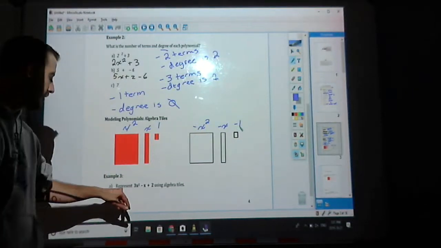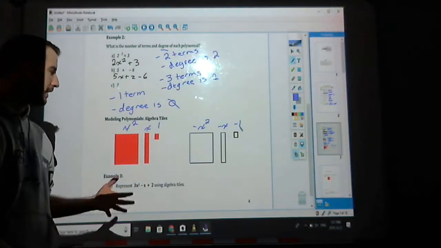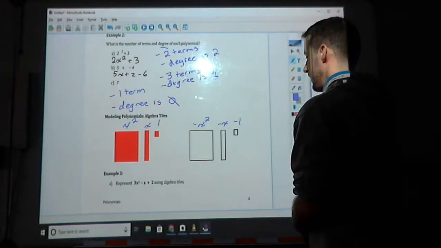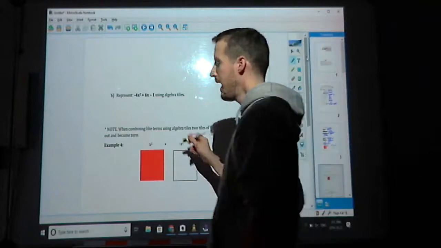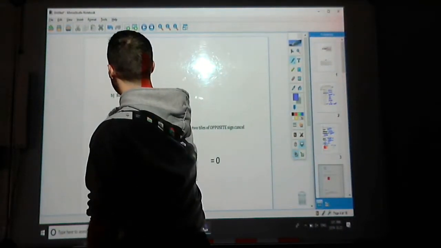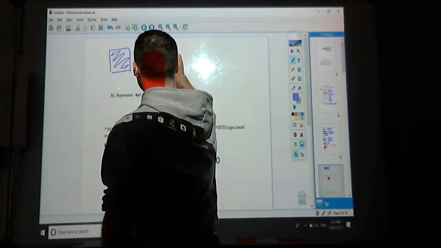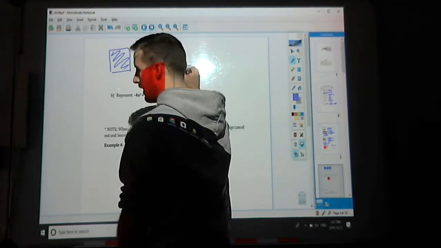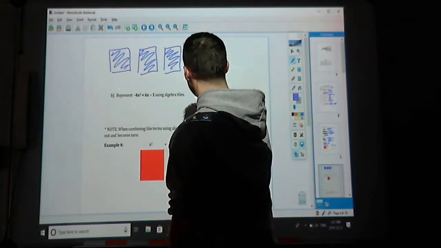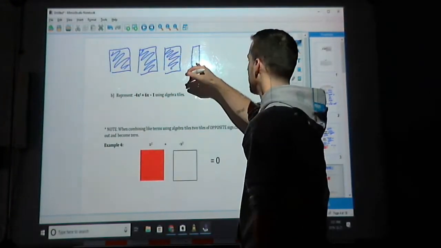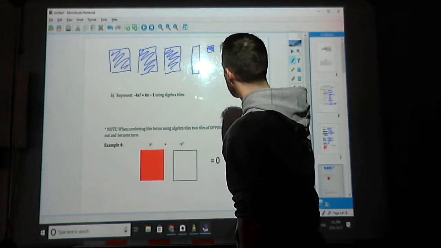So what we're going to do is represent 3x squared minus x plus 2 using algebra tiles. We don't have a lot of room to do it here, so I'm going to do it on the next page. So we have 3x squared, so I need 3 x squareds. I have minus x, so I have 1 stick, that's what I like to call them, and it's not colored in because it's a negative. And then plus 2. Let me just quickly color these in.